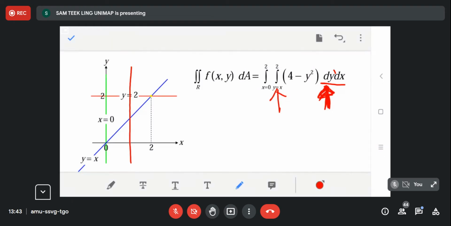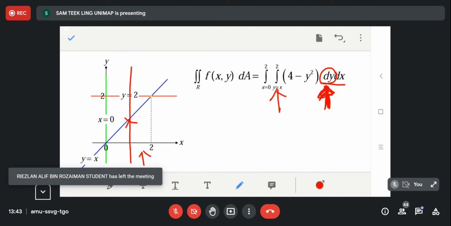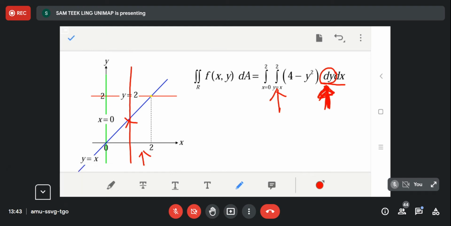Here, dy, first integral, so y exists. Then after this, remember when you find your limit for y, it starts from the bottom, then goes up. So you can see this is the line we touch for your y-axis.